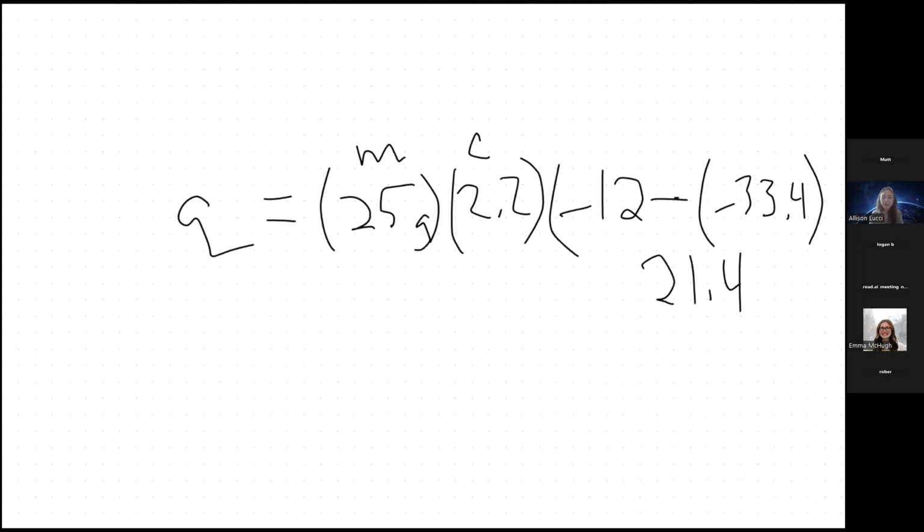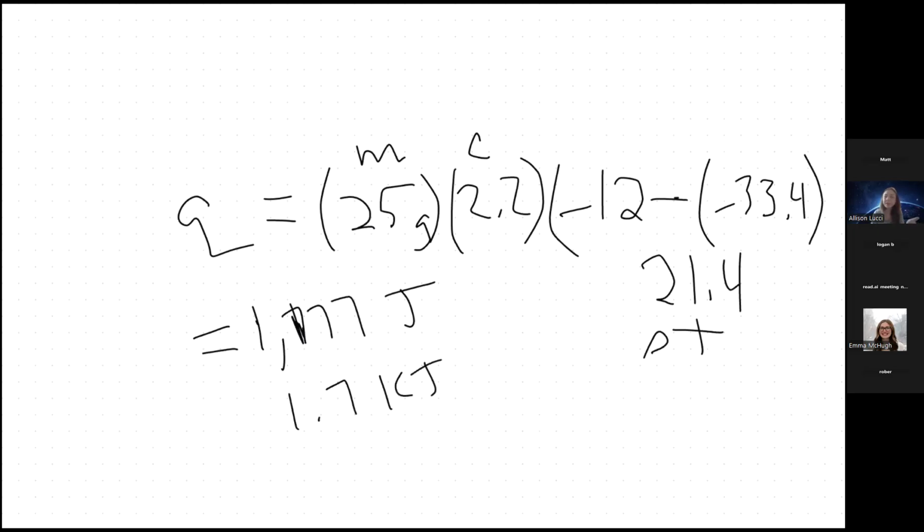So I multiplied 25 times 2.2 times 21. So the heat needed here would be 1,177 joules. So we're going to add 1.7 kilojoules plus the other two values together. We had 3.7 in our first value, and then we had about 34 for our second during that phase change. So when you add 34 plus 3.7 plus 1.7, I promise we'll see an answer close to that.